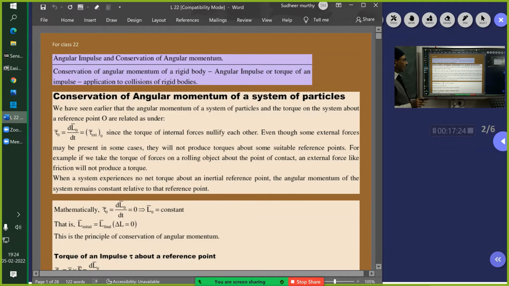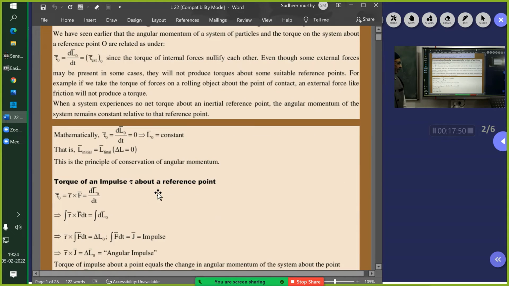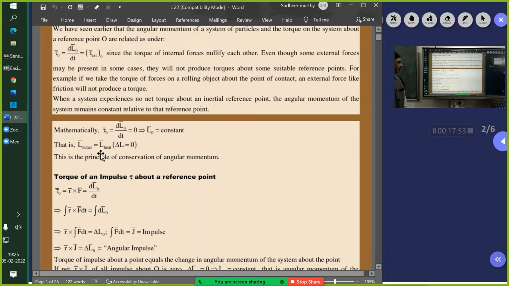Now, conservation of angular momentum of a system of particles. I will explain to you. The meaning is tau bar is equal to dLO bar by dt. That is, you are taking the angular momentum about some reference point O. The reference point can be anything. And dLO bar by dt is the external torque. Since the torque of all internal forces nullify each other, it's only due to external force. So L initial is equal to L final. That means delta L bar is equal to 0. This is the principle of conservation of angular momentum.